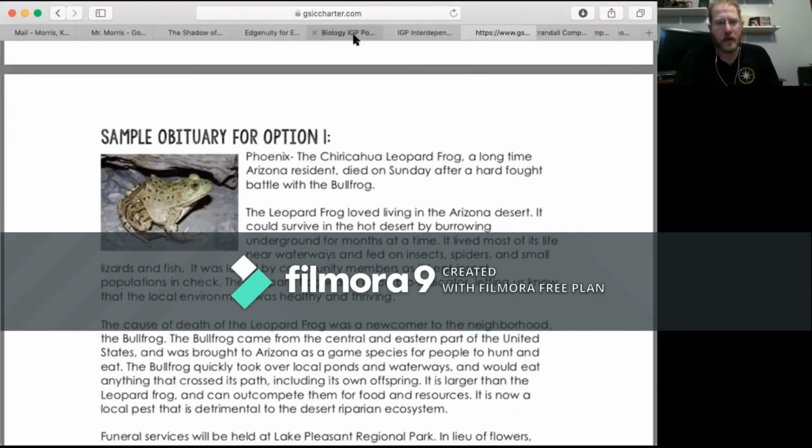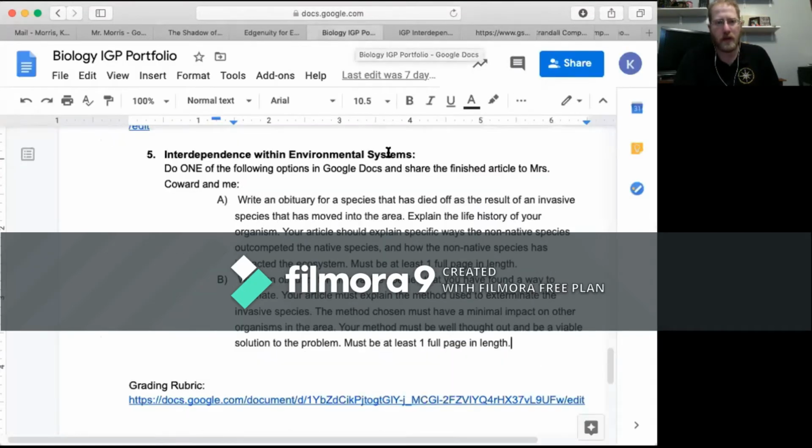An obituary for one of two things. You're either going to write an obituary for a species that has died off as a result of an invasive species that has moved into the area. So in other words, you have an environmental system and an invasive species has been introduced to that environmental system, and because nothing was done about it, one of the native species has died off. And so you're going to write an obituary for that species that has died off as a result of an invasive species that has moved into the area.